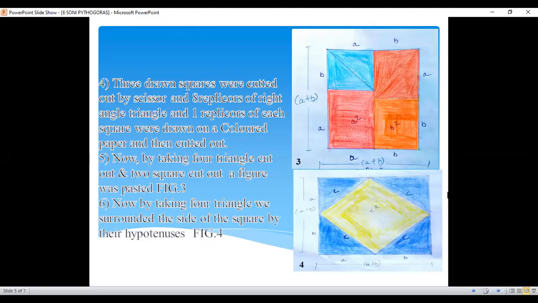Next, of the three squares, we have cut the two squares as triangles, which are pasted in figure 3. You can see that. Next, taking the four triangles, we surrounded the square on the hypotenuse, which is given in figure 4. Sir, please next slide.